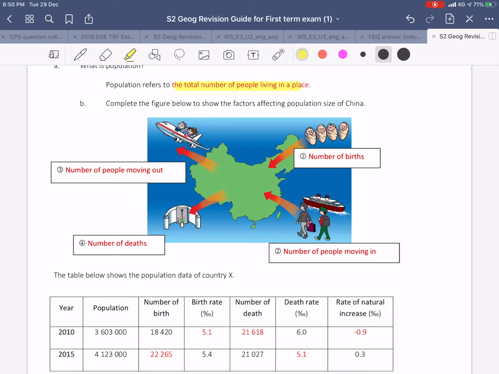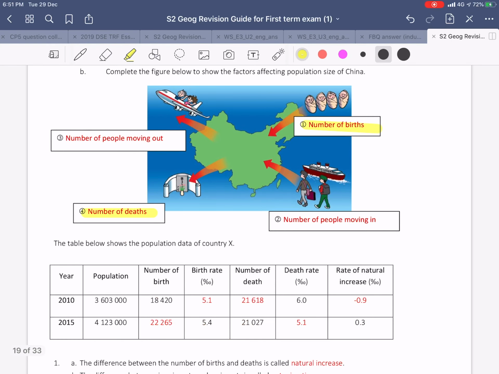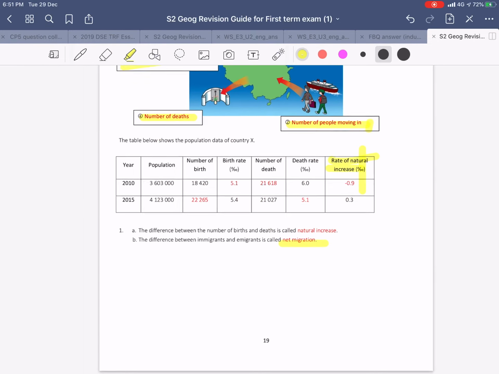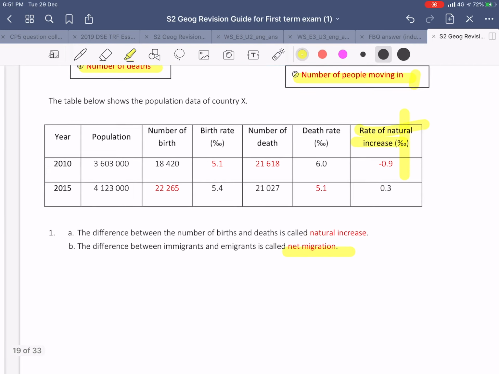Okay, so which include how it is going to affect the population size of particular place or particular countries, and which is number of birth minus the number of death. Okay, and we will call this the natural increase. Okay, and then number of people moving out and number of people moving in, and it is called the net migration. Okay, so you have to learn how to calculate this.